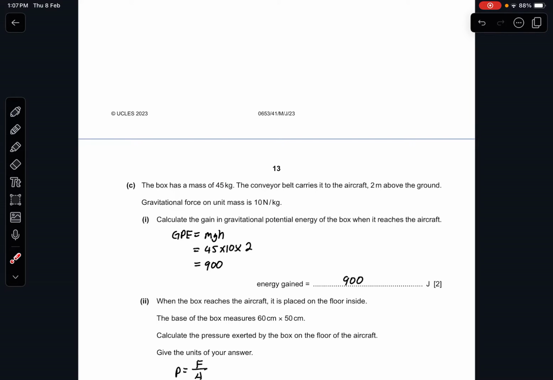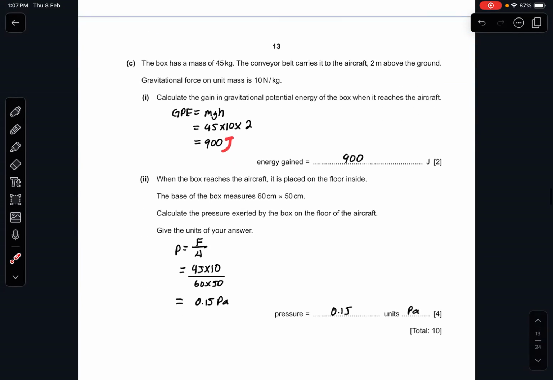So they want us to calculate the gain in the gravitational potential energy of the box when it reaches the aircraft. So we use GPE equals mgh, mass times gravitational force times the height. So you get 45 times 10 times 2, 900 joules. Okay, this is in energy, joules.